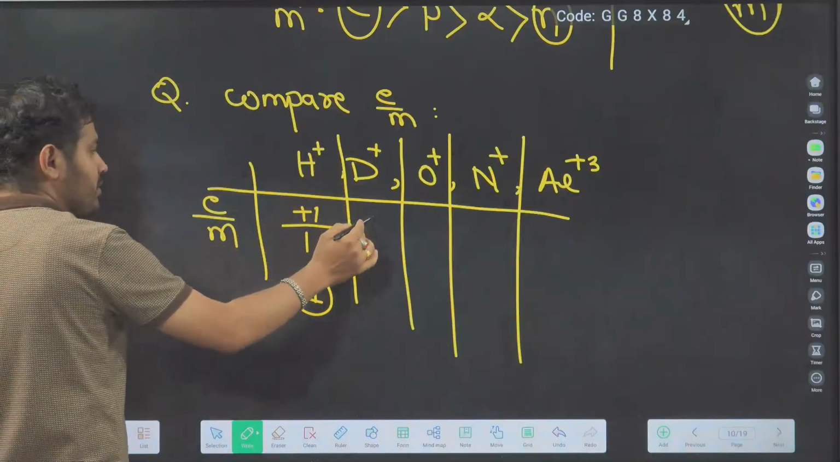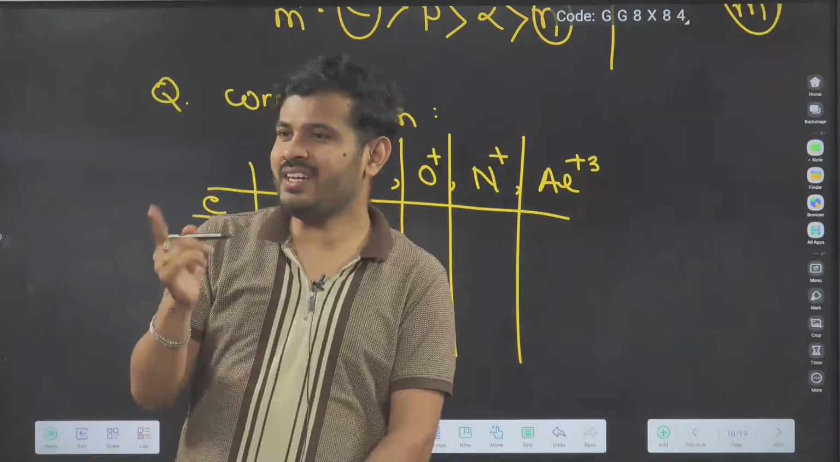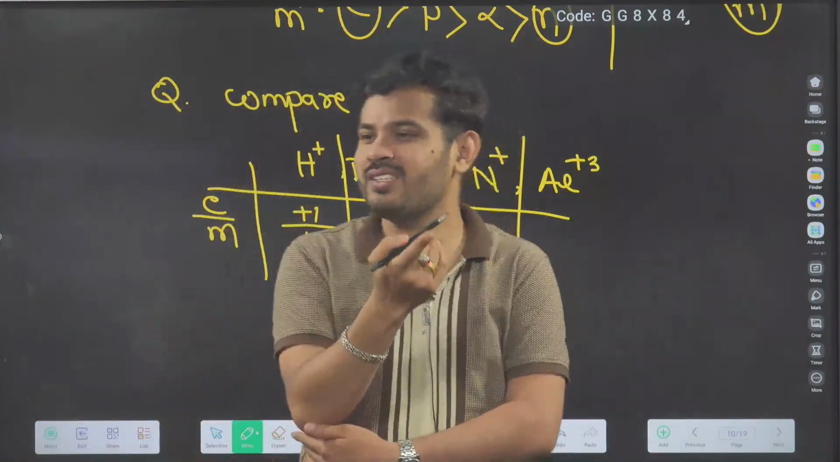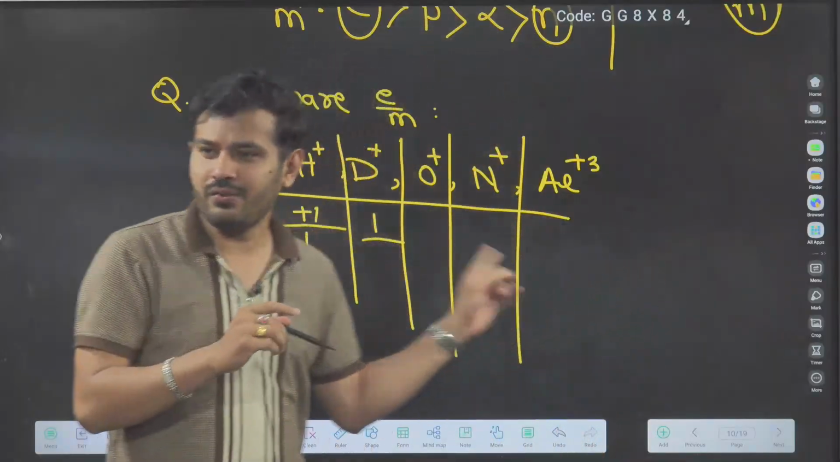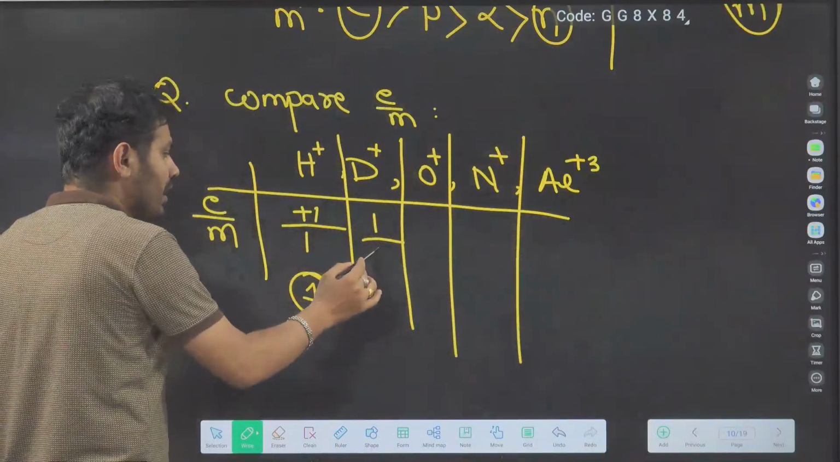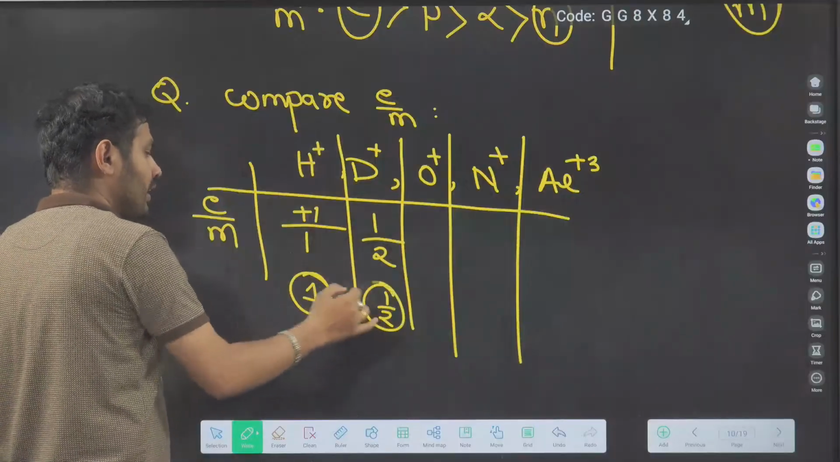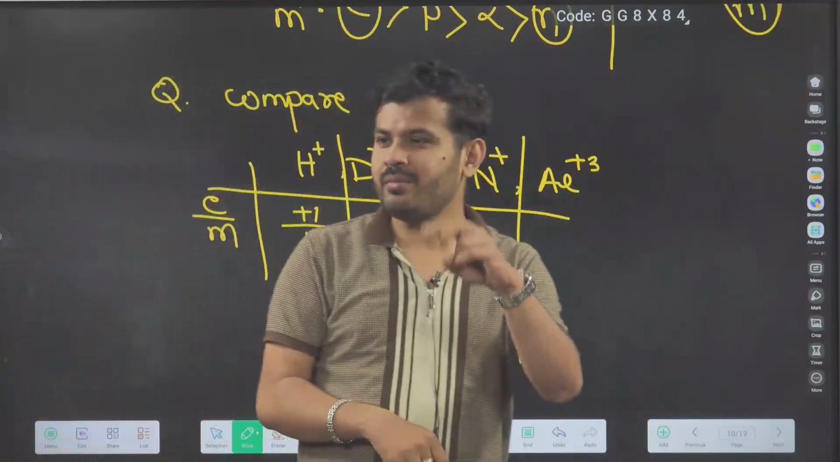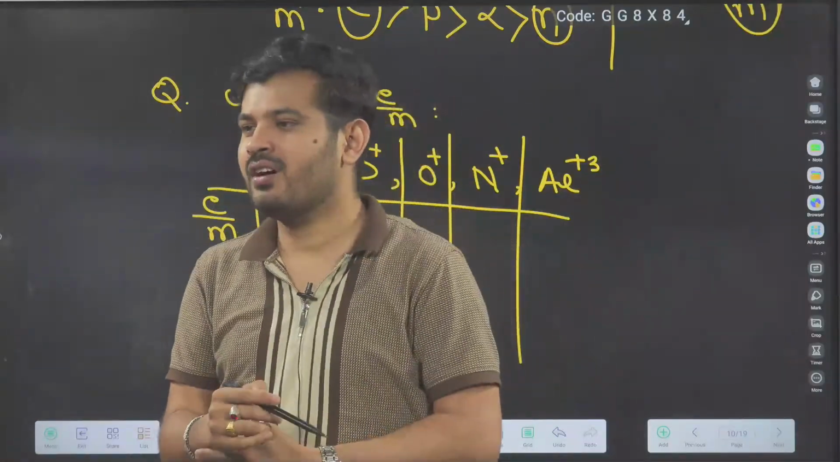Here deuterium, charge is +1 divided by what is the mass of deuterium? Acha Gayatri, you are correct. You were talking about deuterium, right? The mass is 2, correct. What is the mass of deuterium? Mass of deuterium is 2. So it is half, right? Protium is 1, deuterium is 2, and tritium is 3. These are the 3 isotopes of hydrogen.